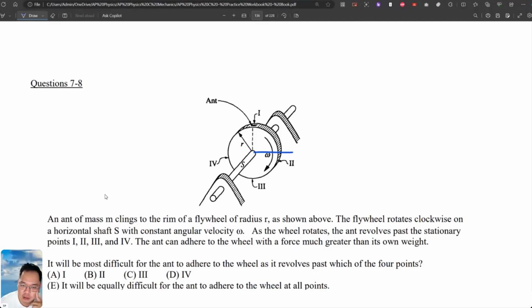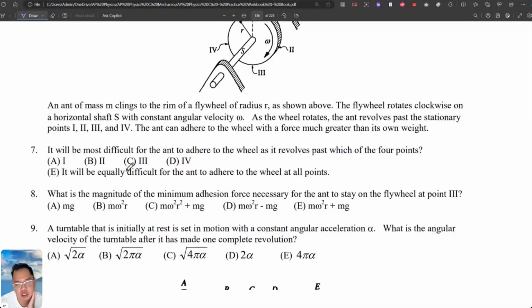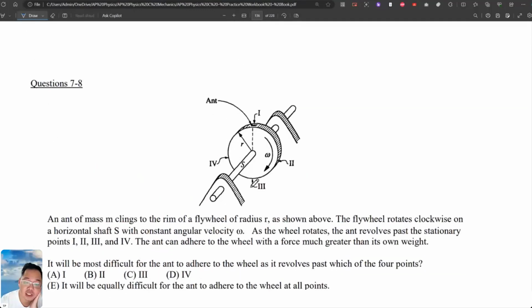Meaning the ant passes these stationary points 1, 2, 3, and 4. The ant can adhere to the wheel with a force much greater than its own weight. It will be most difficult for the ant to adhere where the wheel revolves past which of the 4 points? That's definitely the bottom.